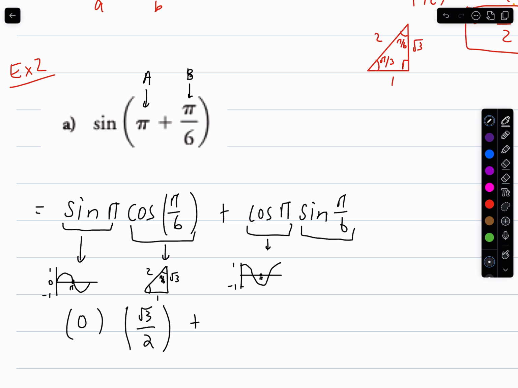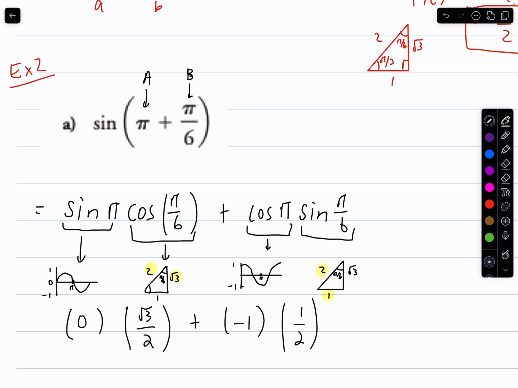Cos pi is going to be -1. And then sine pi over 6, we got root 3, 2, 1. Sine pi over 6 is just 1 over 2. So remember, cos pi over 6 refers to this over this. Sine pi over 6 refers to this over this.